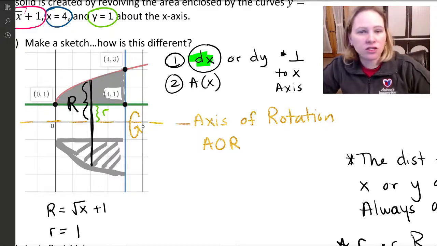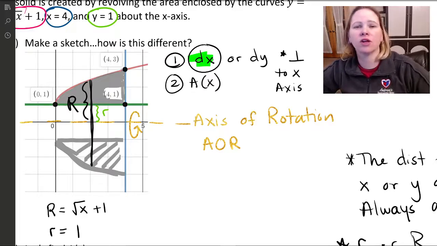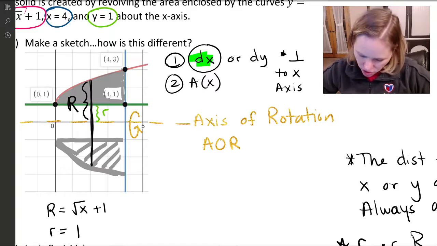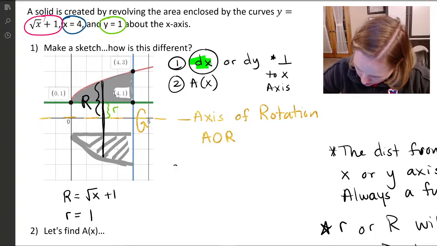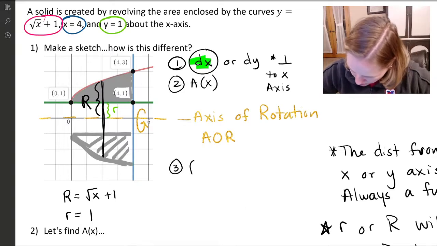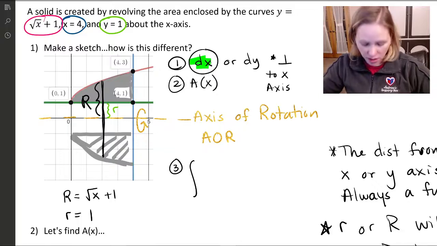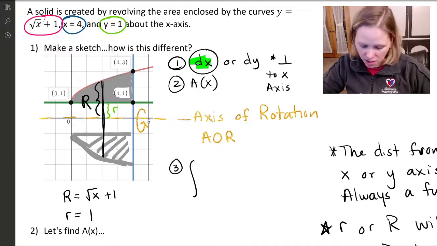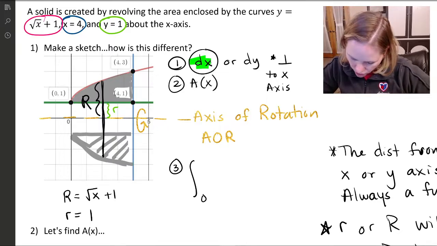So everything's going to be in terms of x. All of my equations, r is going to contain only the variable x, and I'm going to use limits of integration involving x values. So my next step is to set up my integral. I'm going to integrate from the left x to the right x. Here it looks like I'm going to integrate from 0, that's on the left-hand side, up until 4. That's my right-hand boundary. So 0 to 4.